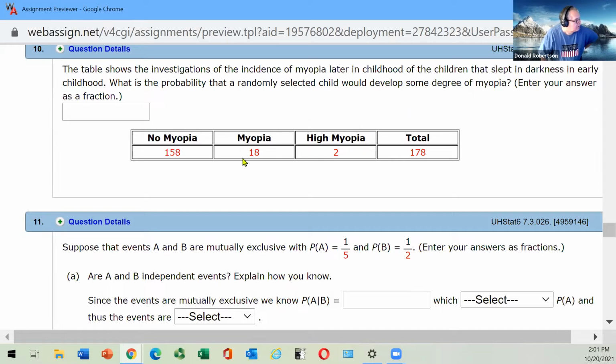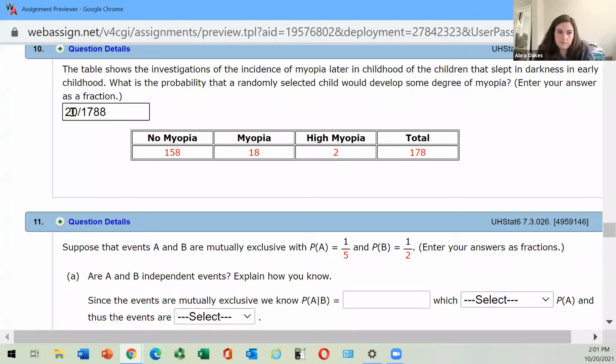Some degree of myopia would be 18 plus 2, which is 20, out of 178. So based on this data, 20 had some kind of myopia. It's nearsightedness. Oh, I was kind of close. Right, it would be that. Enter your answer as a fraction. I don't know off the top of my head, at least I don't want to try and figure it out in case I screw up. So I'm typing it into the calculator right now, and I'm doing that math button trick, and it's 10/89.